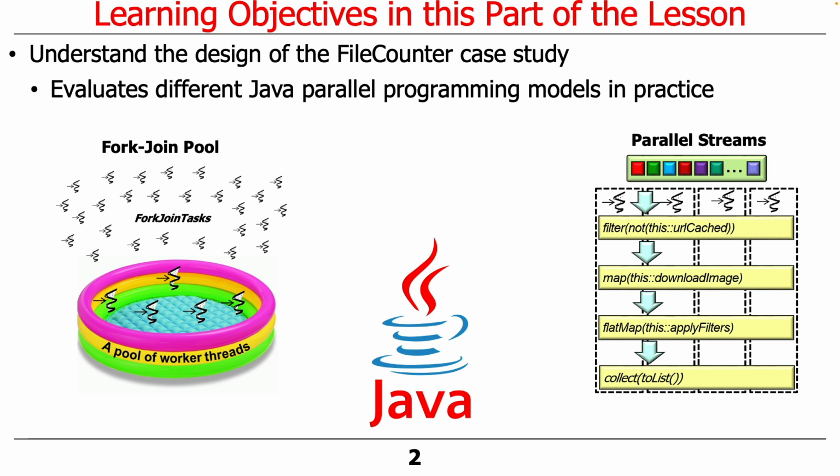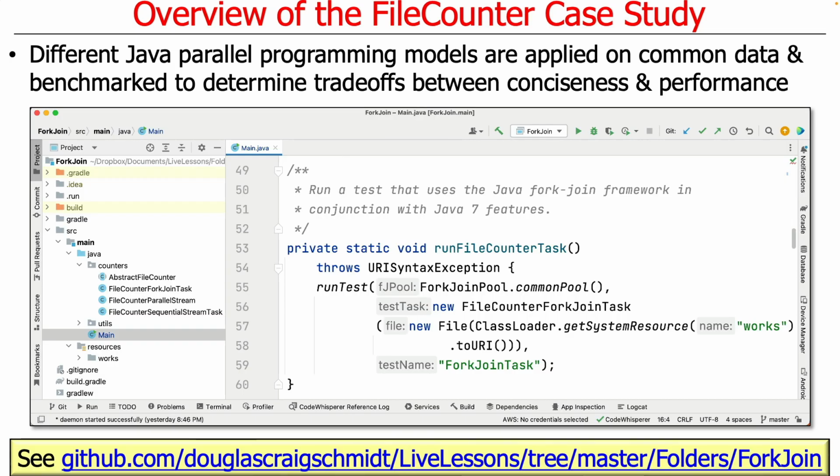This is going to evaluate different ways of doing parallel programming in practice. We're going to use the fork join pool and parallel streams and some other stuff in order to do the processing. So this is going to take those different models, and we're going to apply them on a common data set, and we're going to benchmark the results to determine trade-offs between conciseness and performance.